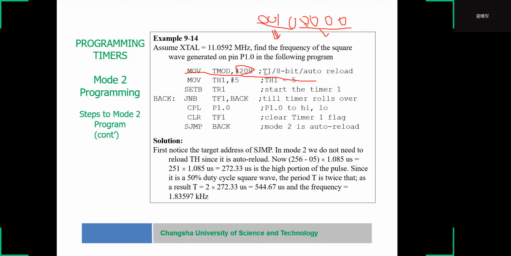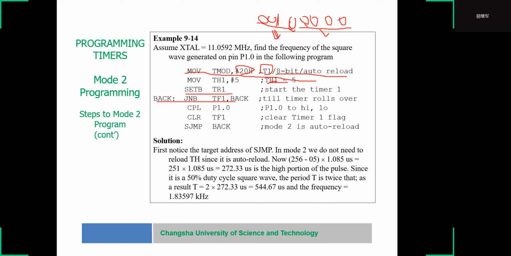program uses time 1. This is 1, 0. Use the model 2, 8 bits auto reload. So move the initial value to TH. Start the timer.